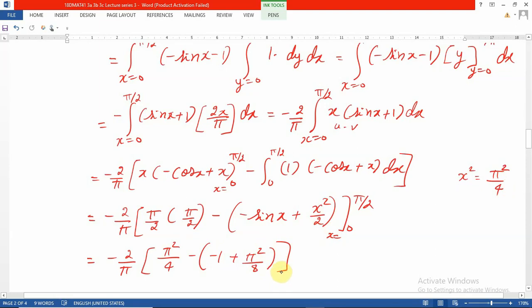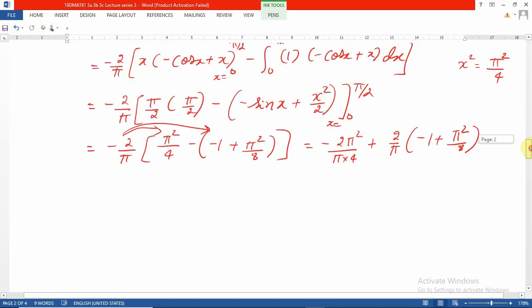Now, minus is there here, minus 2 upon pi is there. You can take it inside this bracket, friends. So therefore minus 2 pi square upon pi into 4 will remain. Minus into minus, so I have multiplied this in this and then this to this bracket. So minus into minus is going to become plus 2 upon pi, and this is minus 1 plus pi square upon 8. Then if you want, you can simplify this, friends.